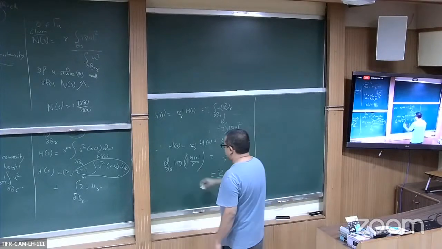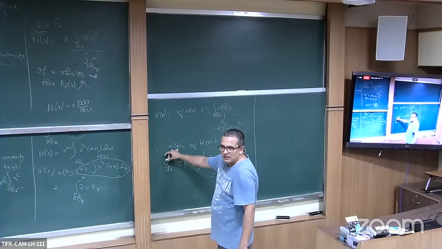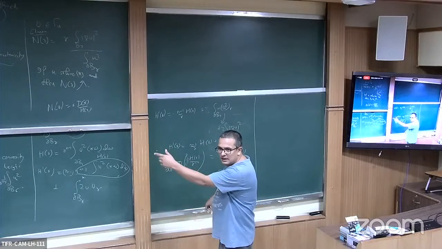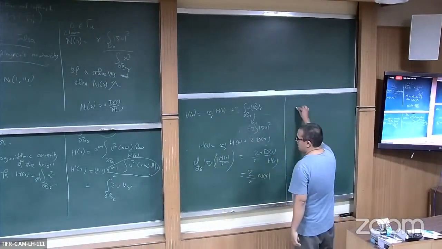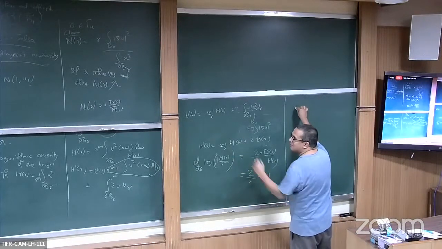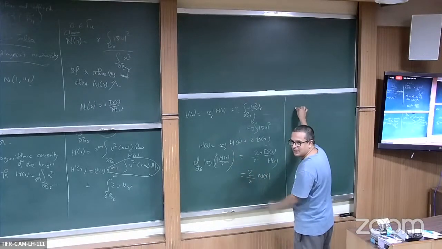So at least I have derived one quantity, which is h prime, which is involved in the definition of N. N is R times D of R by H of R. So now, in fact, this I should have done first, and then I should have introduced this N of R, but it happened in a different order.